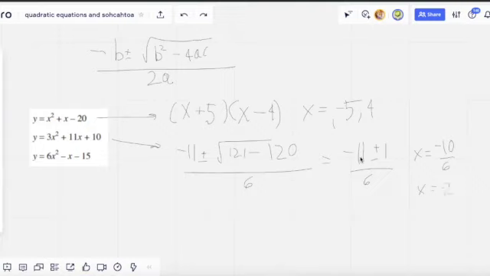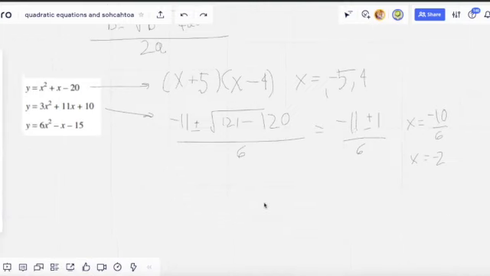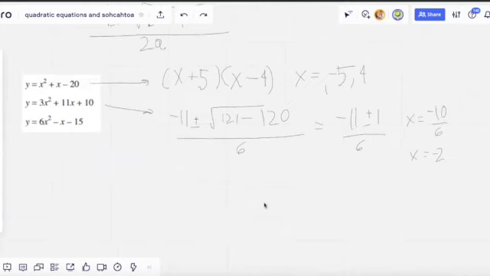Now the third one, let's try factoring it again. So for the third one, maybe using the formula would be easier, but let's try factoring. Factoring is almost guess and check, but I suggest we try maybe 3x plus something times 2x plus something. Now the only thing that doesn't change is that the 2 numbers have to multiply to -15. So maybe we try 2x.